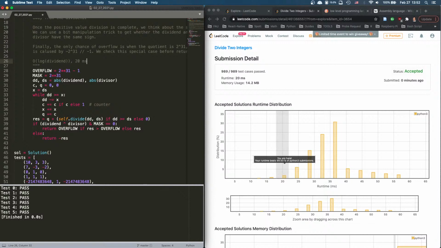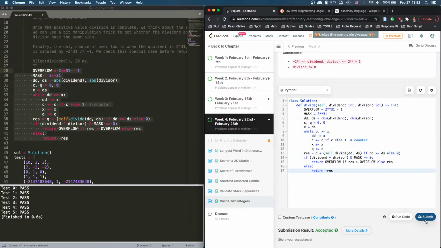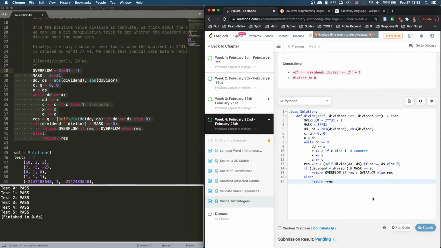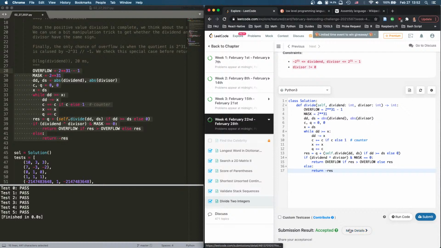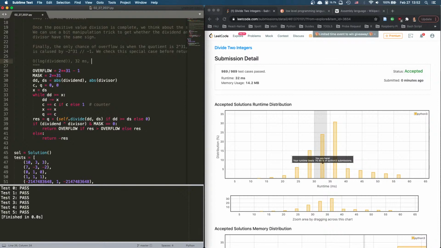And then we run 20 milliseconds. Well, this one probably is not going to run 20 milliseconds. This one is probably going to be a little bit slower. Let's run it again and see how long this one takes. Yeah, this is more likely. 32 milliseconds, and it gives us a 67% ranking.